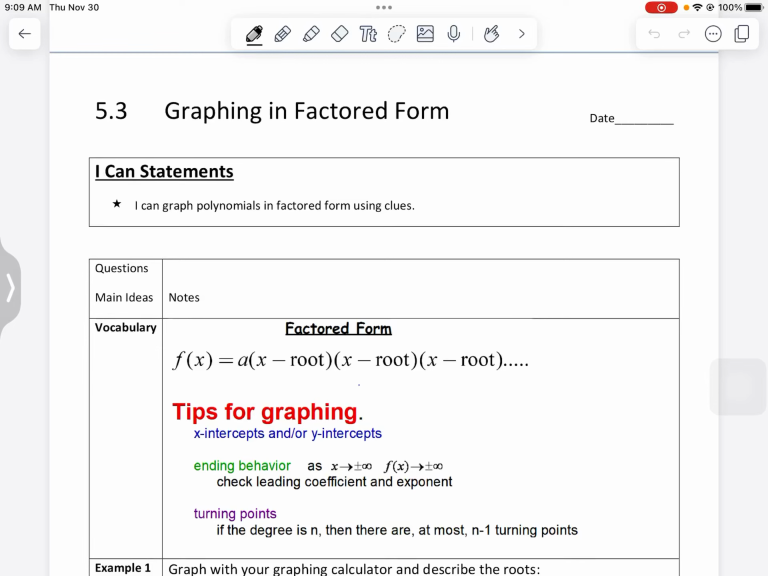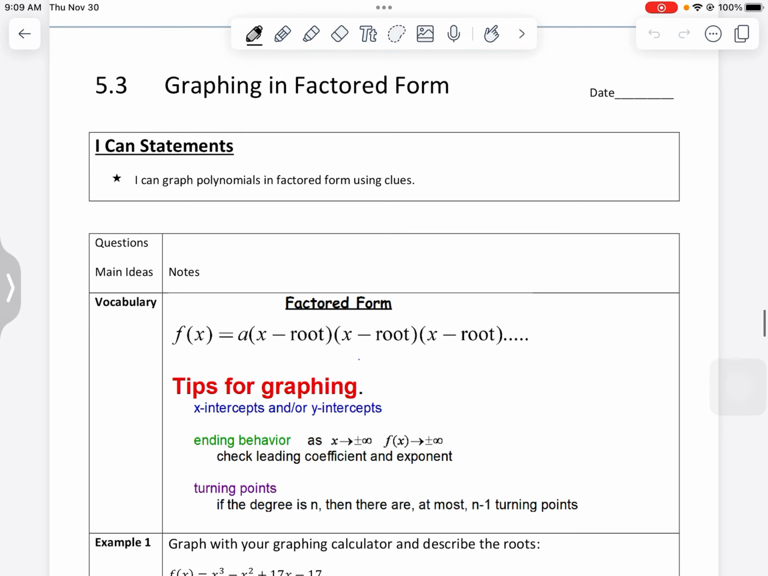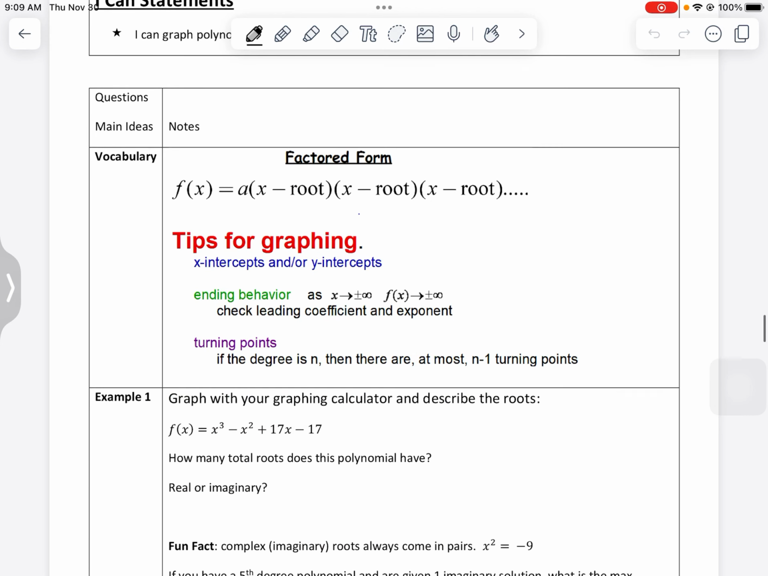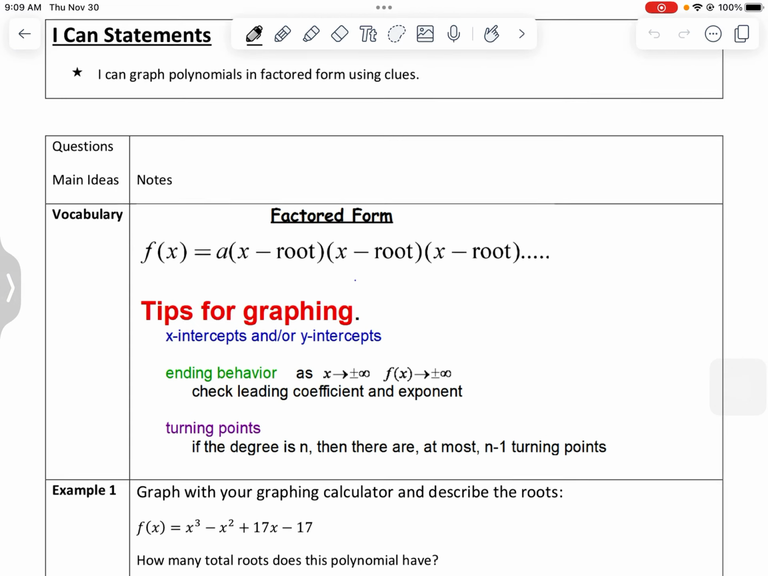Welcome to 5.3. We're going to be graphing in factored form. This is the first time that we're going to graph polynomials higher than x squared, which we've seen in the past. We did do a little graphing. We talked about some of the characteristics, and we're going to see that again today. Graphing in factored form is nice because we're always going to be able to see the roots, the x-intercepts. So it's pretty easy to start out with graphing, just like we saw back when we were graphing parabolas.